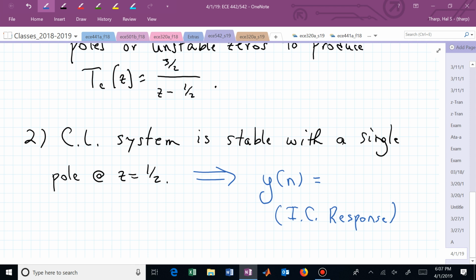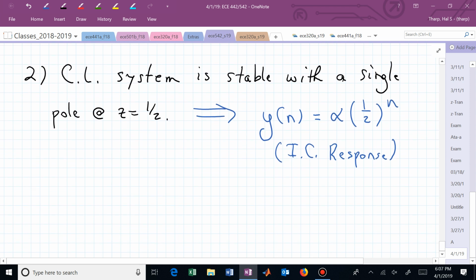What happens to our natural response? Its modes perform based on the poles. And we only have one, so we only have one mode. And it's shaking at 1/2, 1/2 to the n. So the structure of this, we could say, is alpha 1/2 to the n. And that might be an acceptable behavior for an initial condition response.